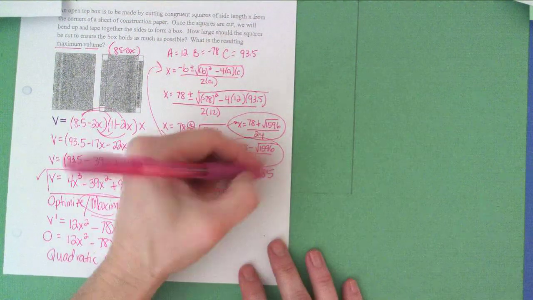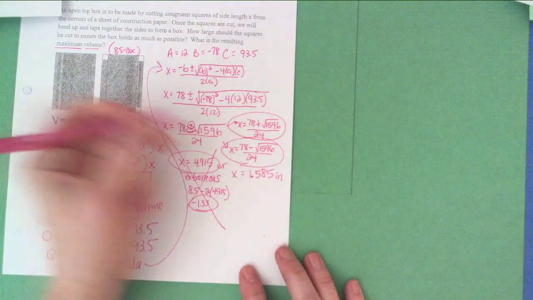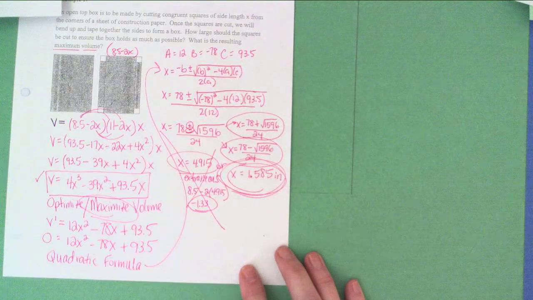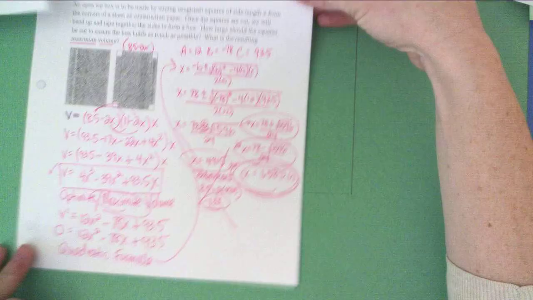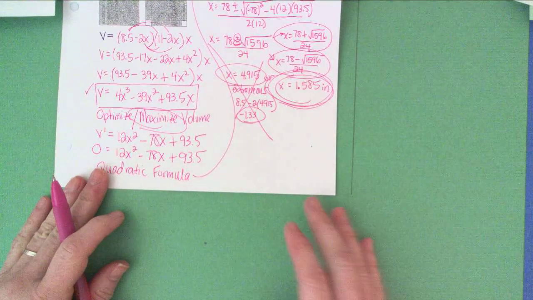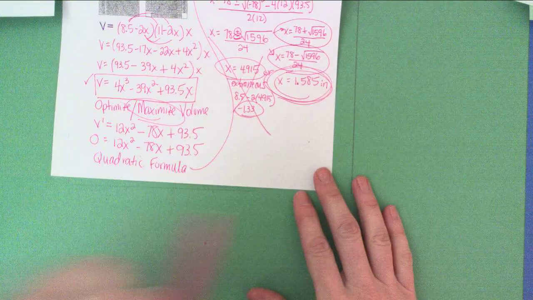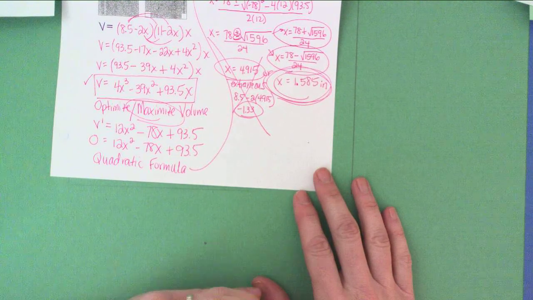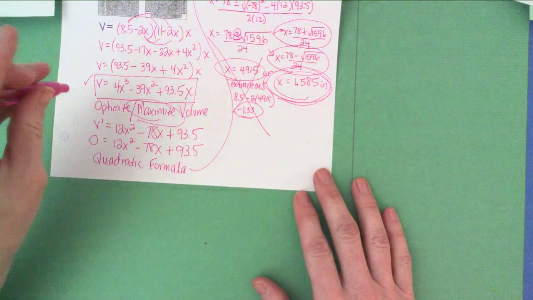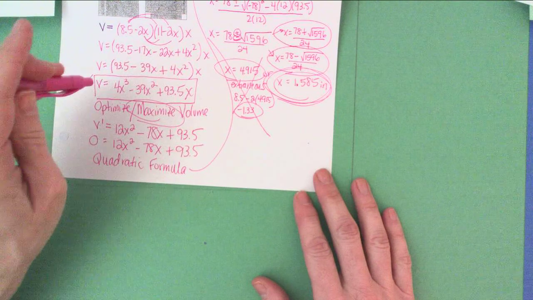So let me put inches on here, and this is going to be our critical point. Now, to make sure that it is, we need to make a chart like we always do. And I'm going to actually go to my next video to do that. This video is getting a little bit long, so tune in to the second video under optimization to finish this problem.